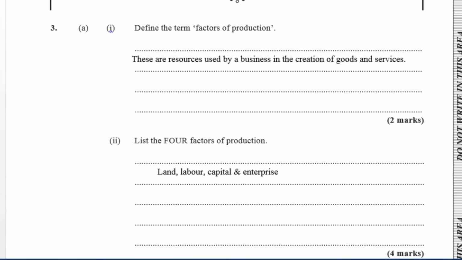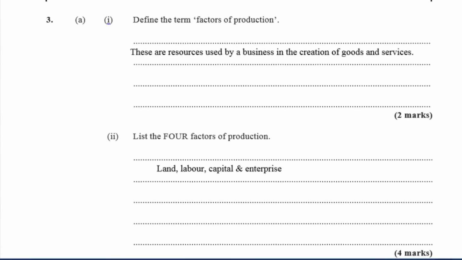A1, define the term factors of production. Well, you will know that factors of production are the resources that are used by a business in the creation of goods and services. So one of the things that you must take note of is that without the factors, no production can take place.